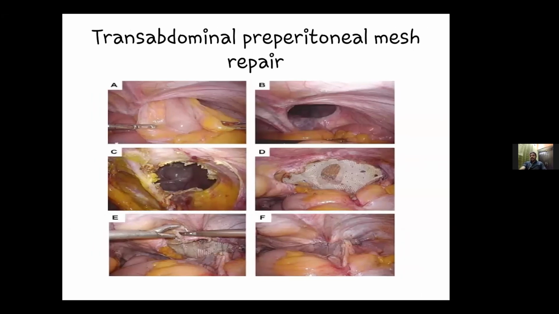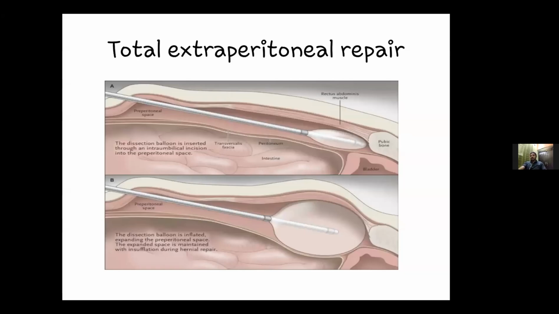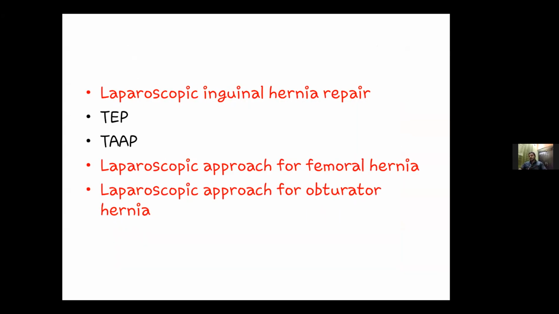So finally, it's the laparoscopy approach for femoral hernia. The laparoscopy approach for femoral hernia is usually done in case of elective surgeries. In case of strangulated or incarcerated hernia, mostly the open approach is preferred. In case of obturator hernia, usually laparoscopy is much preferred over open surgery because the placement of mesh is always needed.